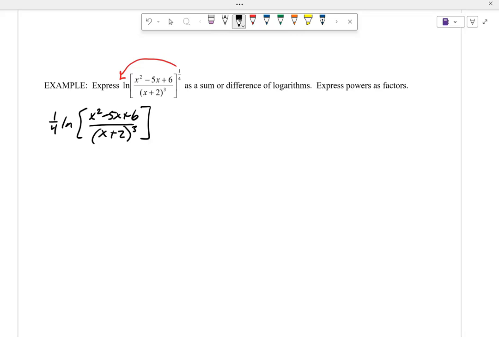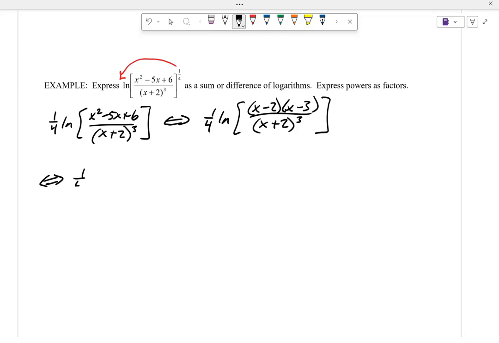So I'll have 1/4. And you know what? Ideally, I would also factor that numerator. Let's go ahead and factor that. So we have x minus 2, x minus 3 over x plus 2 cubed. Okay. And that's so that I can eventually use the product rule on that numerator. But let's go ahead and put the 1/4 there.